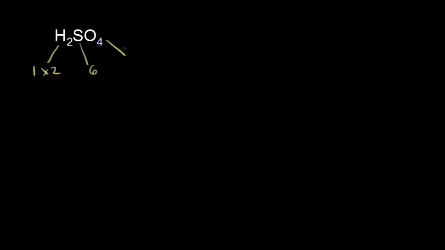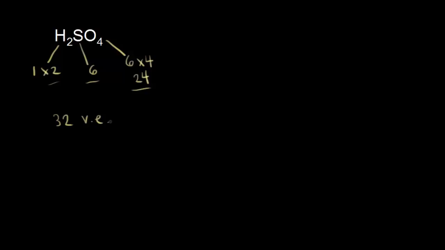Oxygen is also in group 6, and so we have 6, and we have 4 of them right here. So 6 times 4 is 24, right? So we have 24 plus 6 is 30, plus 2 is 32. So we need to worry about 32 valence electrons in our dot structure for sulfuric acid.